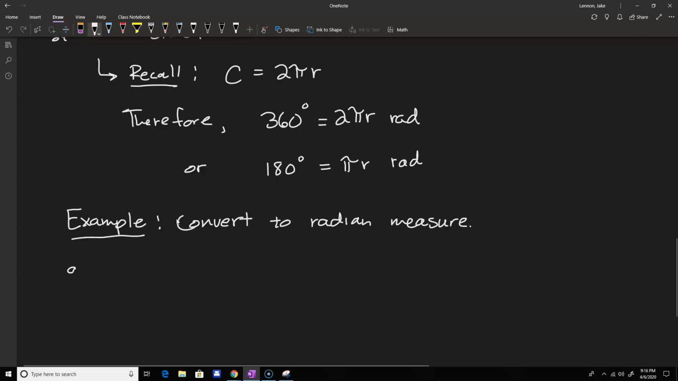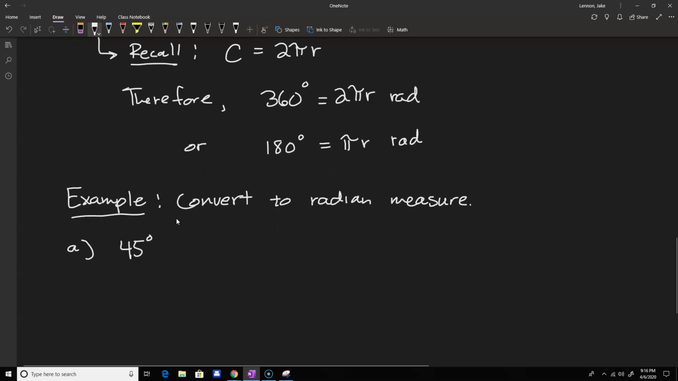So let's say we start with 45 degrees. Well, what you do is you just multiply so that you want to cancel out the degree measurement and leave yourself with radians. So basically, since we have degrees, we want to cancel that. So our degree measurement will go in the bottom, 180 degrees.